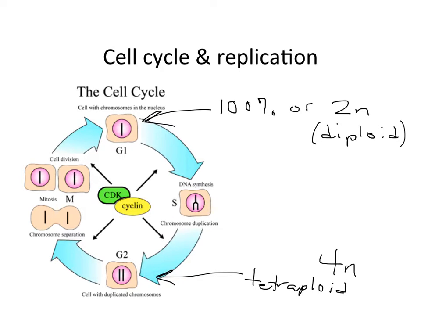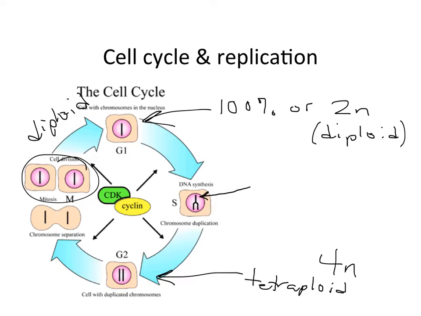Okay. And then back here, you're diploid again. And everything starts over. Okay. If you're looking at a replication origin on the top of this chromosome during S phase, what's the DNA content of this cell? Is it still 2N or is it 4N?